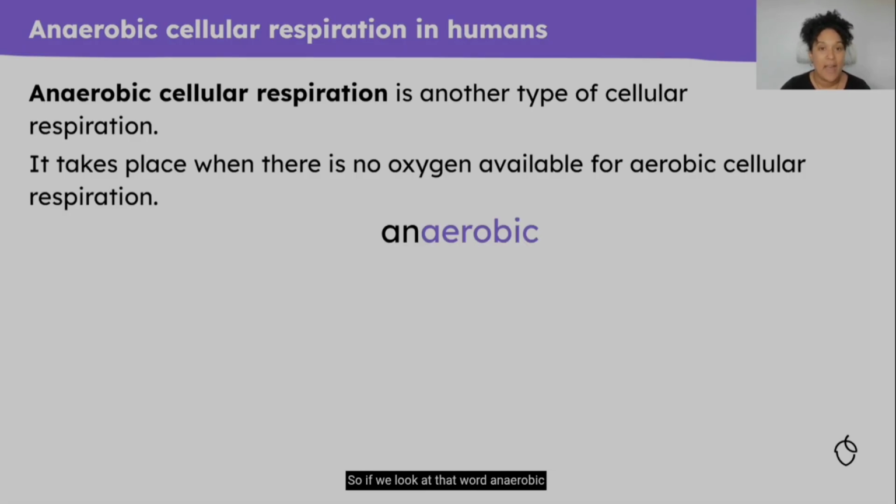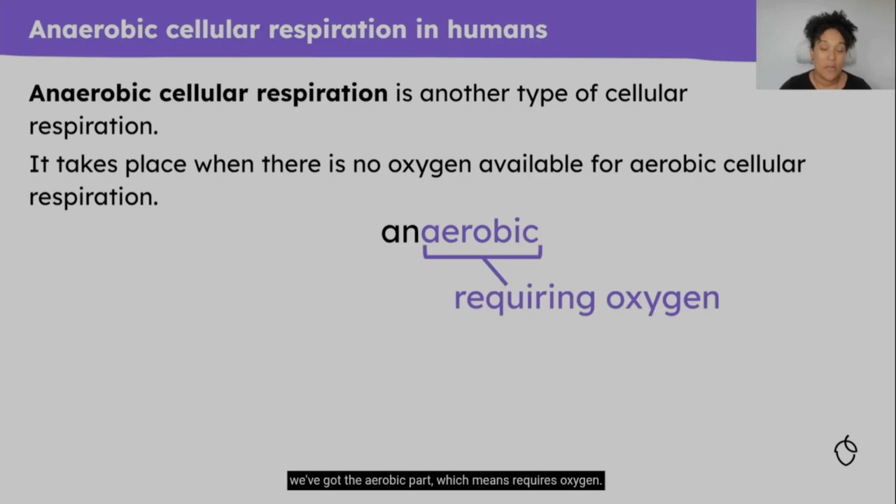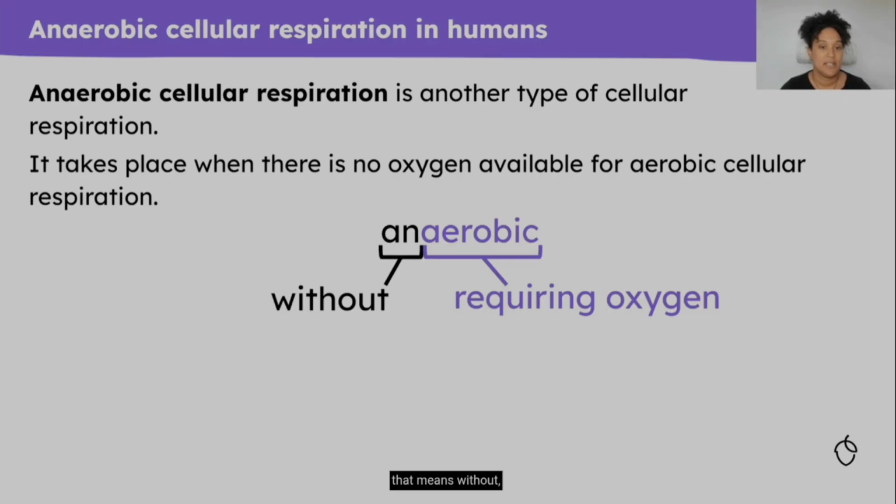If we look at that word anaerobic and break it down into its original meaning, we've got the aerobic part, which means requires oxygen. So aerobic cellular respiration is respiration that requires oxygen to occur. If we look at the prefix an, that means without. So anaerobic cellular respiration means a form of respiration that occurs without oxygen.